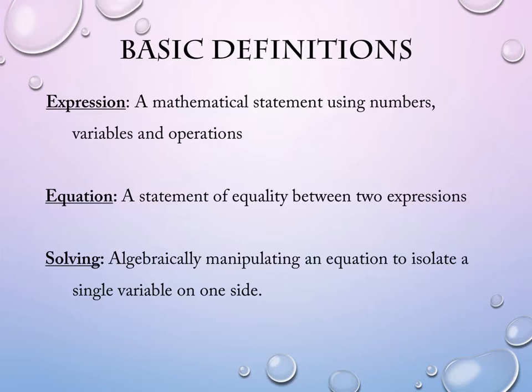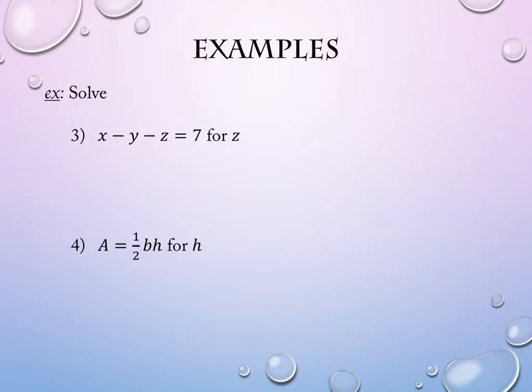So on examples 3 and 4, what we're going to take a look at is that very idea of solving. So 3 and 4 are in fact both equations. How do I know? Yeah, they have equal signs. The equal sign tells me they're equations. So we're trying to isolate whatever variable it says in the directions. On this one it says z. Okay? So we need to get the z alone.